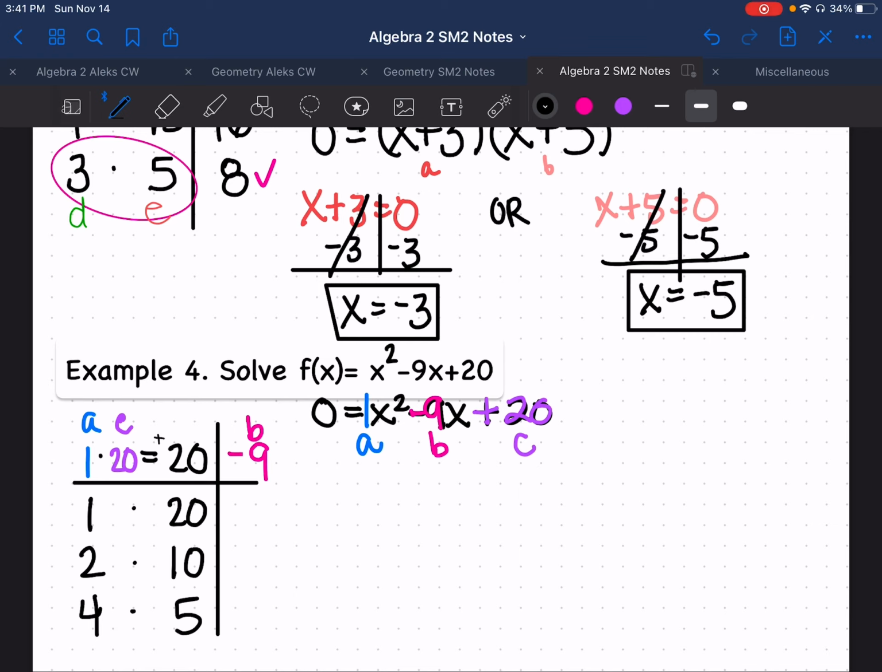Think about it this way. If one was positive and one was negative, look right here, you would get a negative answer. That is -19. Great. But +1 times -20 is not +20. Positive times negative equals -20. So I can't have a positive and a negative. I must have a negative and a negative.